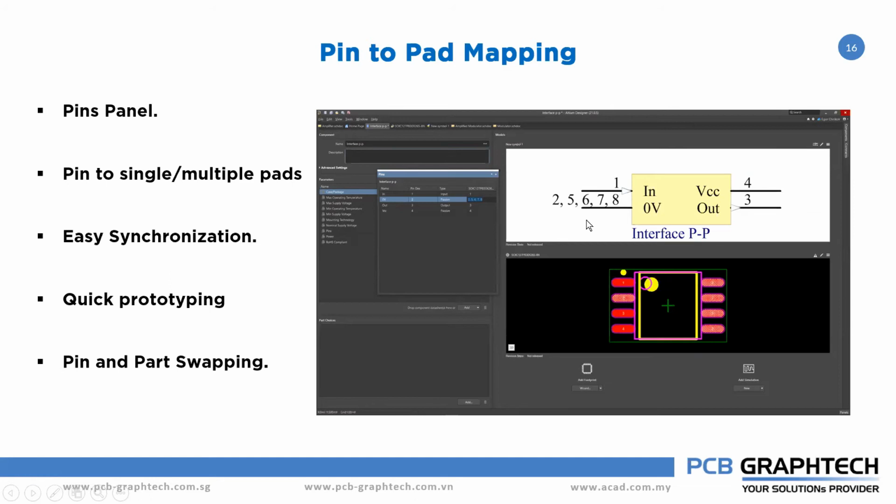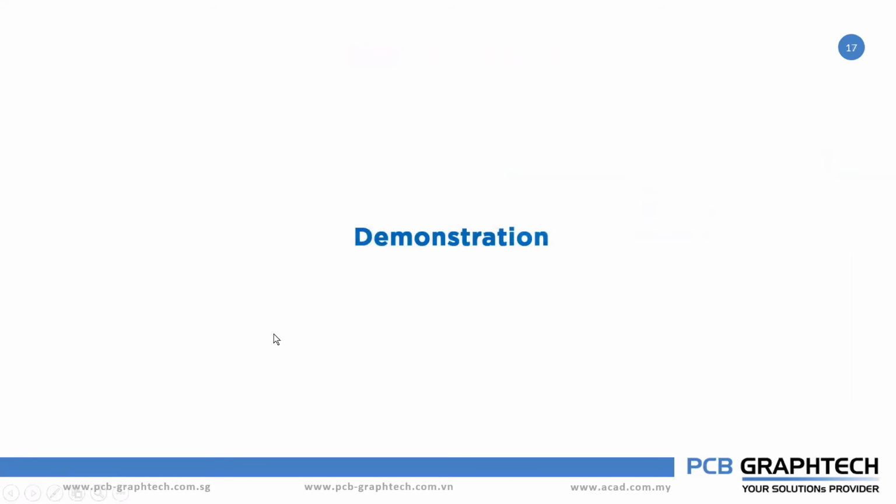It can be easily synchronized to your PCB. When you do the cross probing and select a particular pin, it will automatically link to that particular pad on the PCB. You are using only one pin, but it will automatically link to all the pads in the PCB when you do the cross probing. Also, it is very easy to identify and do the pin and part swapping. This is about your pin to pad swapping.